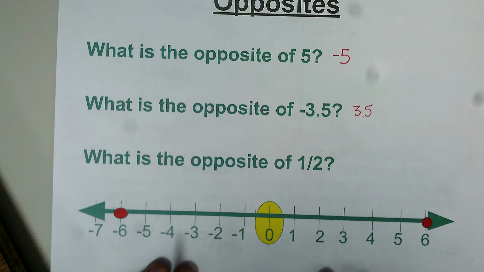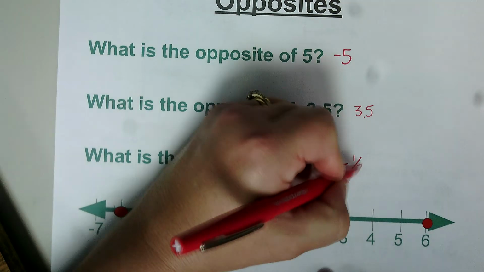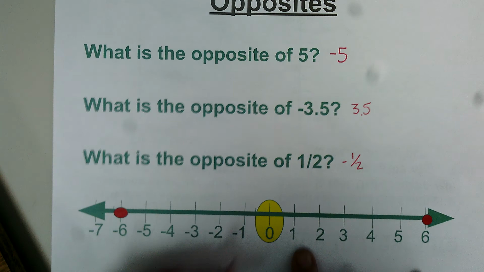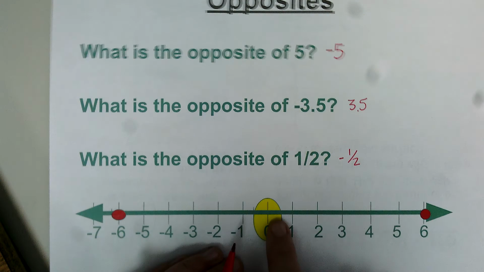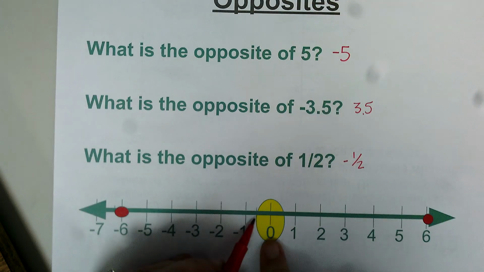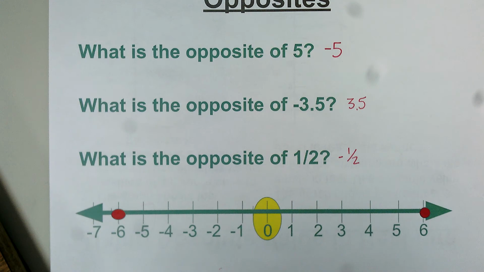Okay, what is the opposite of 1/2? I hope you said -1/2. If you locate 1/2, which is between 0 and 1, it's going to be about right where that circle stops, actually. And on the other side, look at there, -1/2. So they mirror image each other.